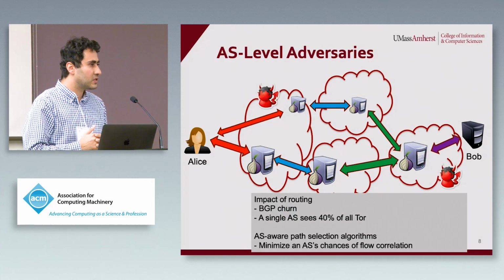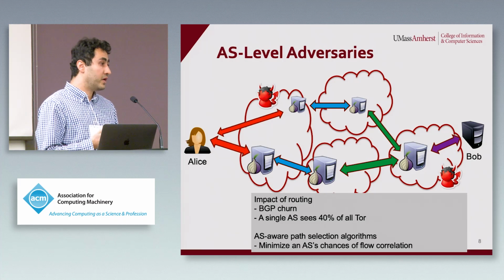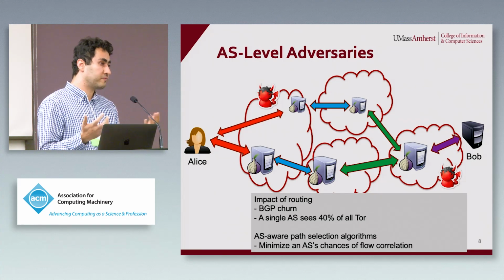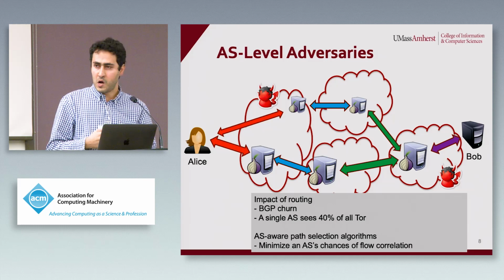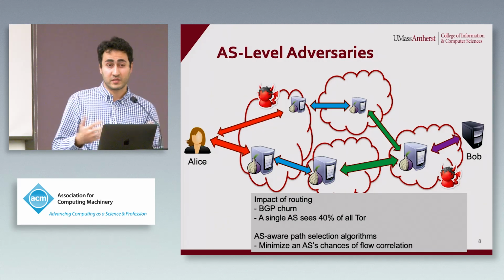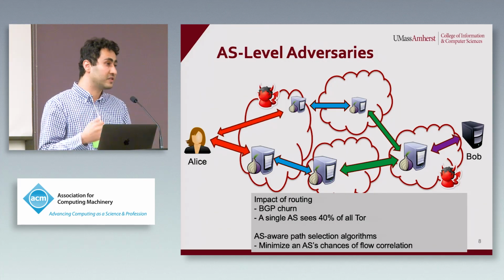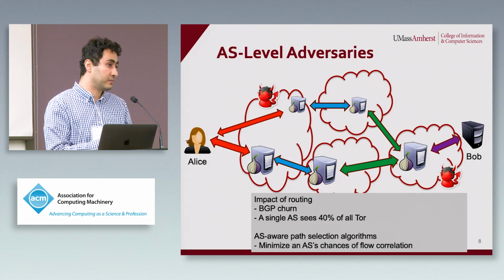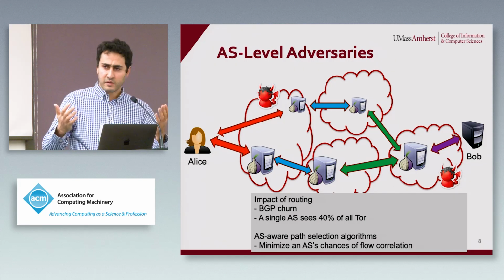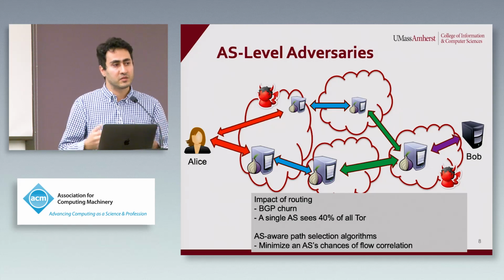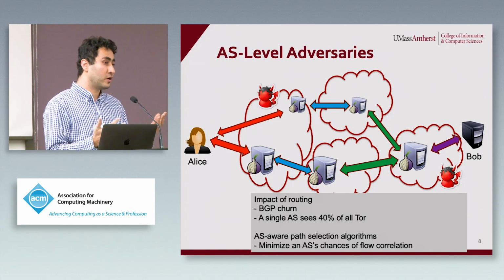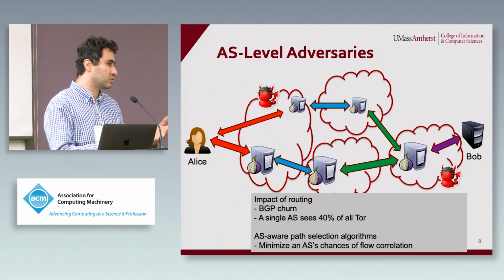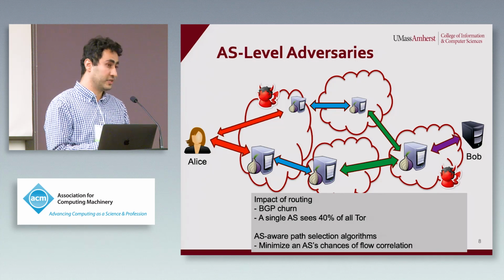There have also been different studies on how an autonomous system or internet exchange point could perform flow correlation at larger scale. A recent study, for instance, shows that some autonomous systems have a great deal of visibility on Tor traffic. A single AS could observe something like 40% of all Tor traffic, putting it in a perfect position to perform flow correlation. Following that, there has been a lot of work on designing AS or path selection mechanisms for Tor that would reduce the likelihood of these malicious adversaries performing flow correlation attacks on Tor.